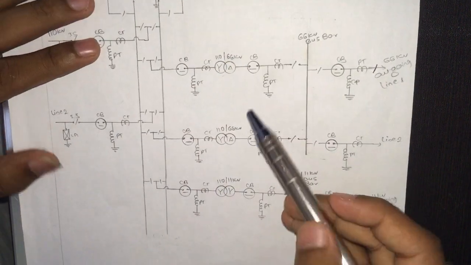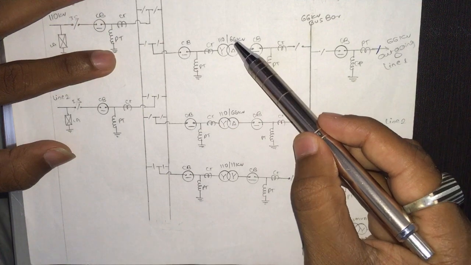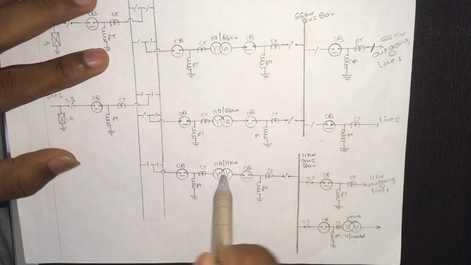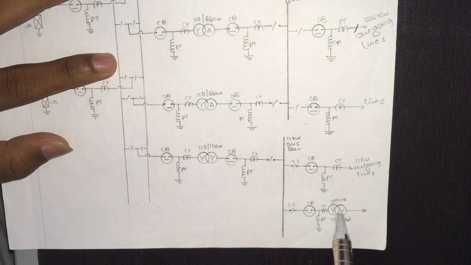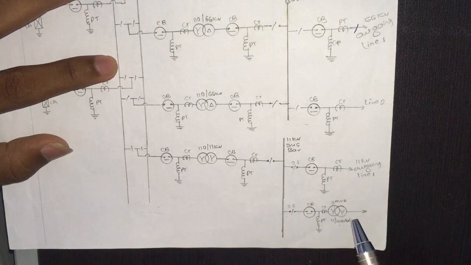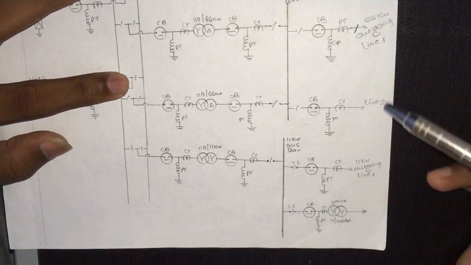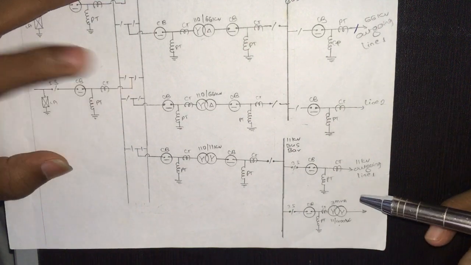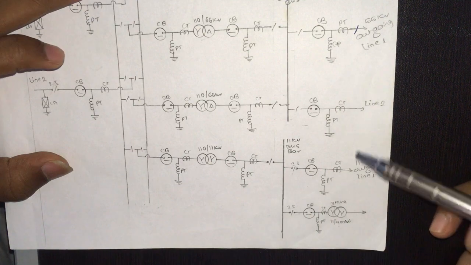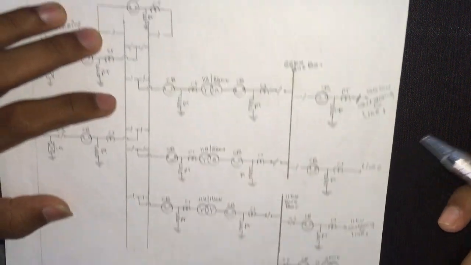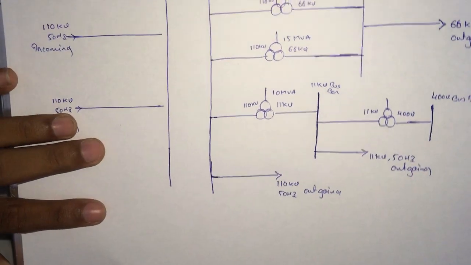After that, transformers 1, 2, 3 transformer, and here we got one more transformer. Okay, after that outgoing lines 1, 2, 3 outgoing lines. Okay, 66 kV, 110 kV, and 11 kV. Okay, these are all the components that we are going to use here.